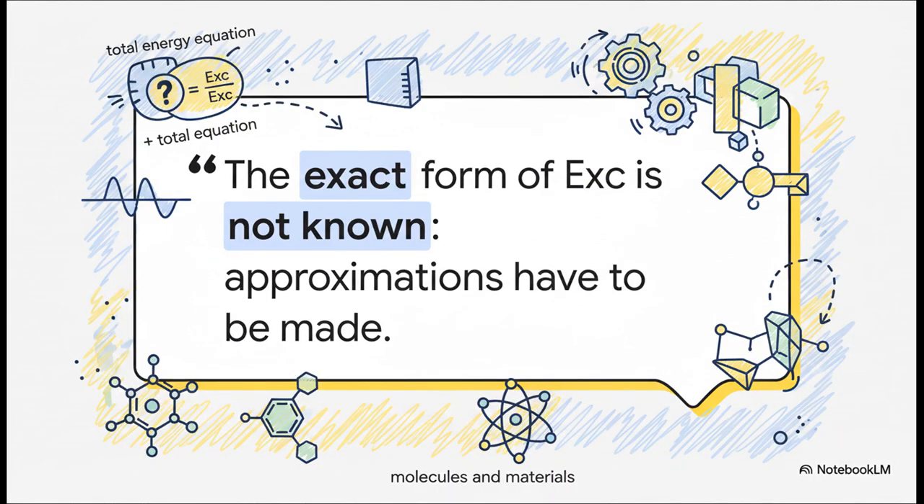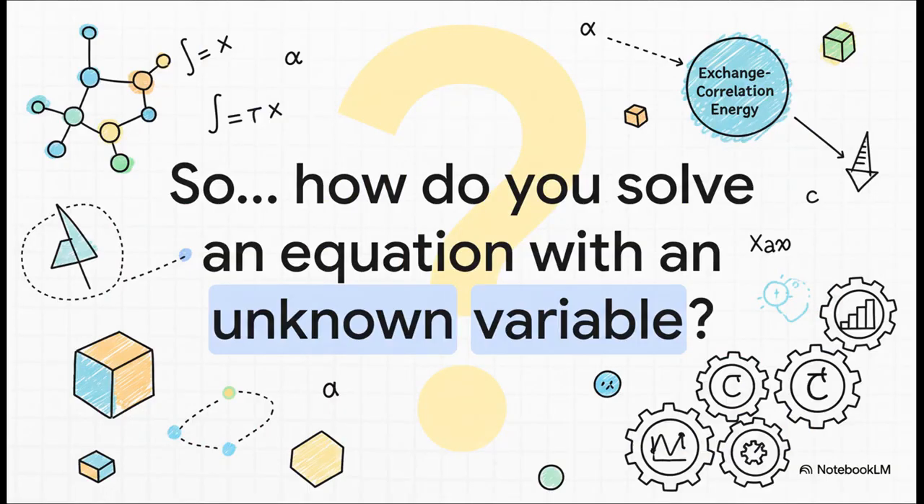And this is the absolute key, because EXC is trying to capture this impossibly complex dance of every single electron interacting with every other electron all at the same time. Its exact mathematical form is just not known. It is the fundamental challenge in all of density functional theory. Which leads to the obvious question, right? If a huge part of your master equation is a total unknown, how on earth do you get a useful answer? How can this possibly be one of the most widely used tools in all of science?